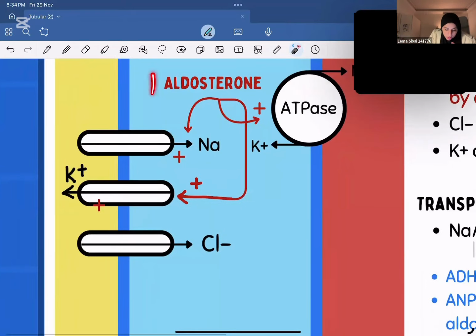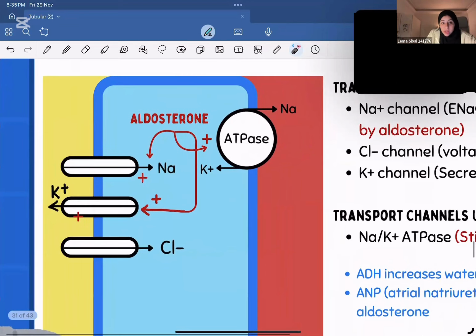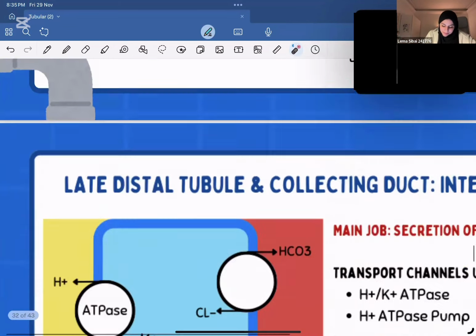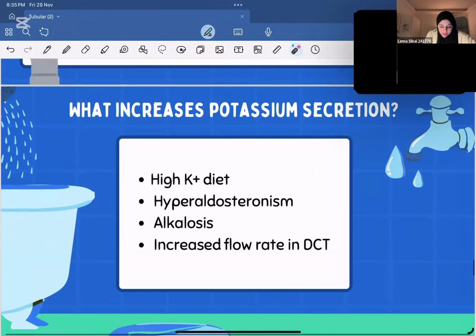Okay, so if you have lots of aldosterone, then you have so many potassium channels that potassium ends up getting excreted into the urine at crazy concentrations. So that's all. Lots of aldosterone leads to lots of potassium channels and lots of potassium in the tubular fluid. That's it. Okay. Alkalosis. Why does alkalosis cause potassium secretion?